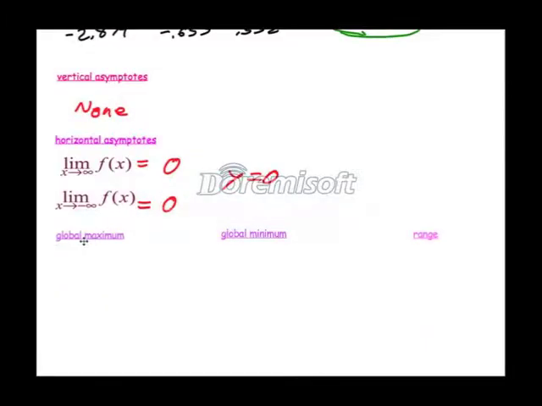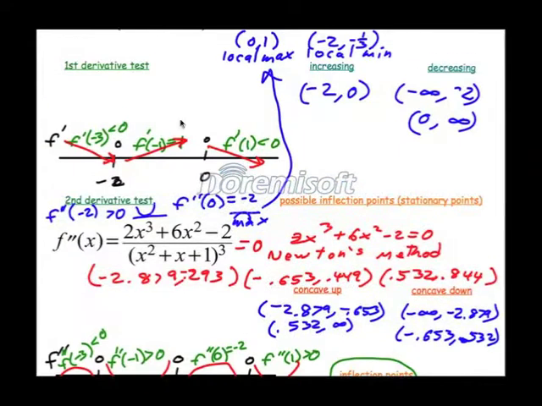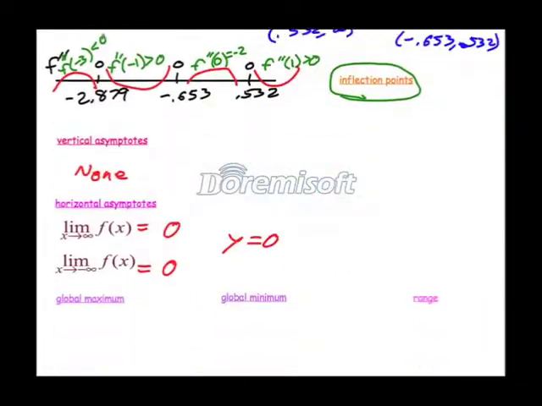And now we can ask this question about global minimums and global maximums. We know that this function, from our first derivative test, went down, up, and down again. And because we know our function has these asymptotes at y equals 0, we know that it's going to go no lower than this local minimum and no higher than the local maximum, okay? Which we found the y values of before.